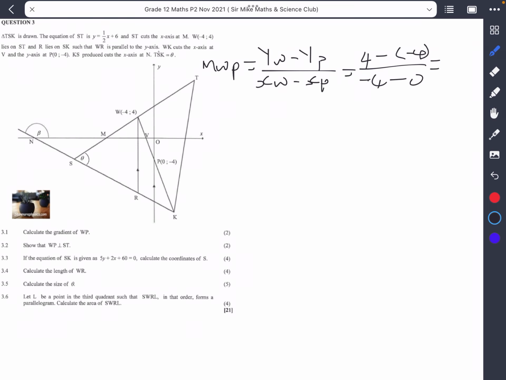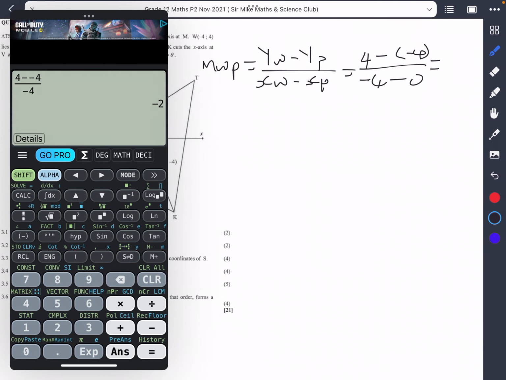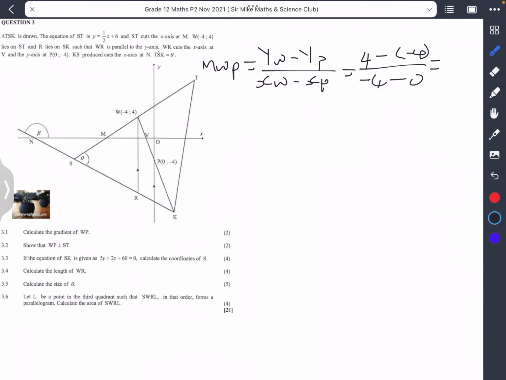If you put that into the calculator, we have 4 plus 4 divided by negative 4. So in this case, this is actually negative 4 in the denominator, and what we have is negative 2. So we know that the gradient of WP is simply equal to negative 2.